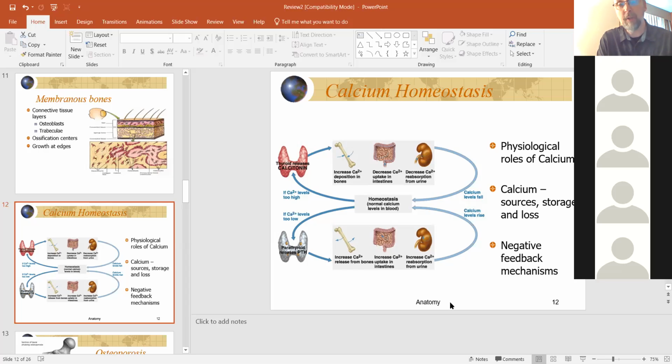Then parathyroid hormone does the opposite. It's promoting calcium release into the blood. And it does this by taking calcium out of bone and improving calcium absorption in the intestine and decreasing the loss. So these are typical homeostasis, negative feedback type mechanisms.